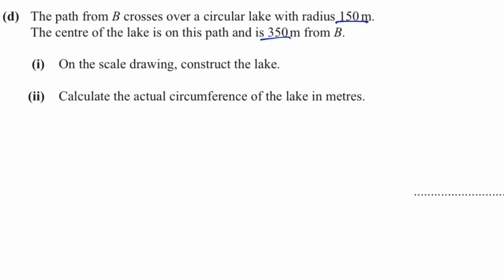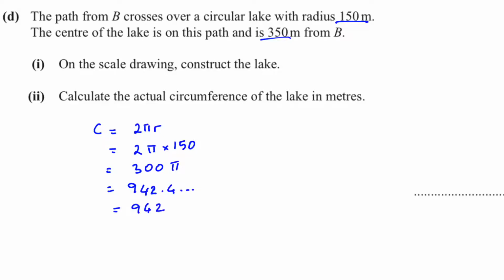D2, calculate the actual circumference of the lake in meters. To find the circumference, we use the formula 2 pi r. And they said the actual, so we are going to use 150 meters, which will give us 300 pi and 942.4. We'll round it to 3 significant figures, 942 meters.